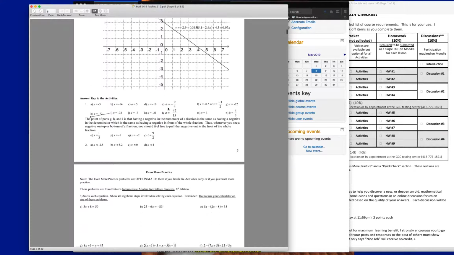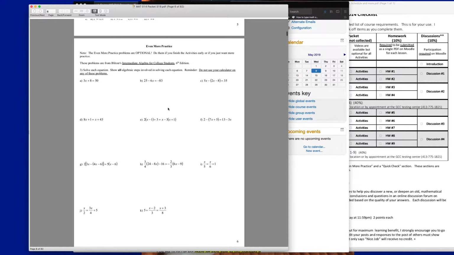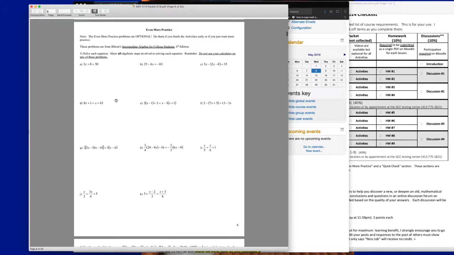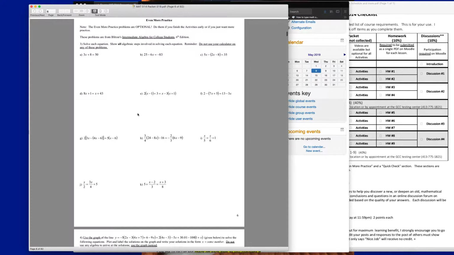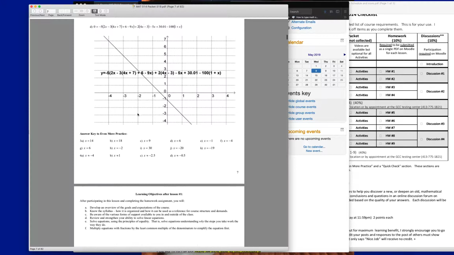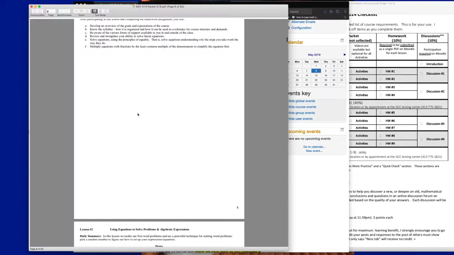And then finally you get to the section called Even More Practice. You're welcome to do as many of these problems as you'd like. These are not required. And then we wrap up lesson 1.